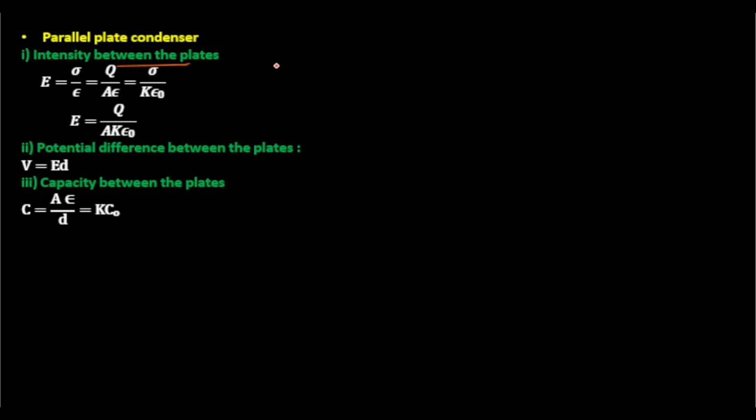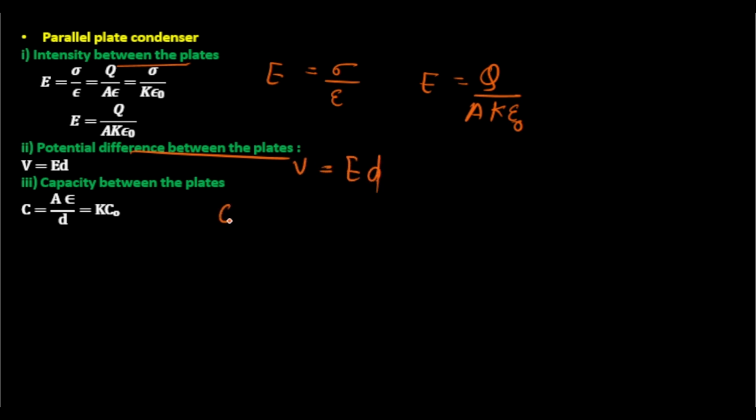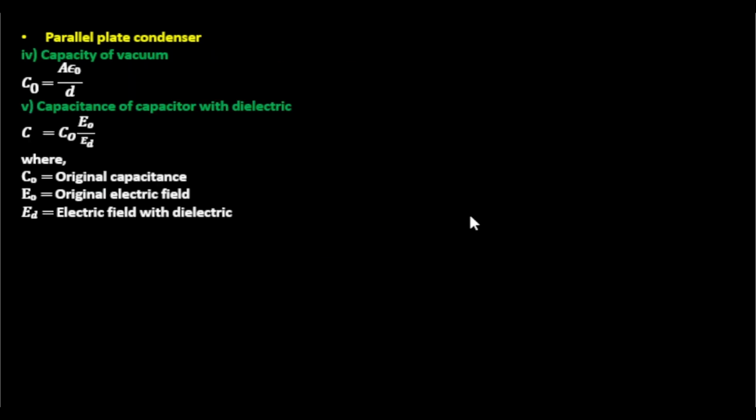Now parallel plate condenser. The intensity between plates E is equal to sigma upon epsilon naught. Therefore, E is equal to Q upon A K epsilon naught. Potential difference between two plates V is equal to E d. Capacity between plates C is equal to K C naught. Parallel plate condenser, capacity of vacuum C naught is equal to A epsilon naught by d. Capacitance with dielectric is K epsilon naught A divided by d.